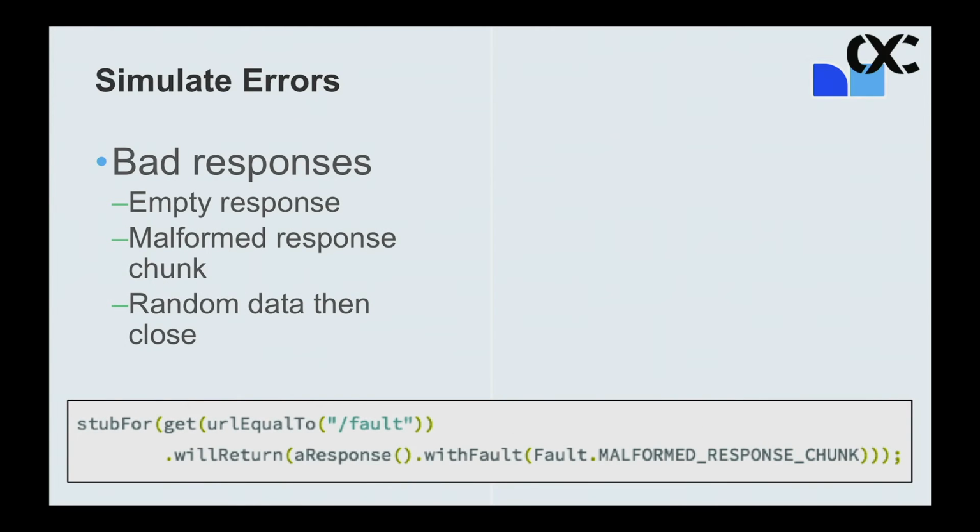You can also simulate bad responses, like empty responses, or malformed responses, or just some random data and close down. And then you just say it here: to this URL, I will give a fault of this kind of type. So it's a good way to simulate how your service will act if other services give a bad response.